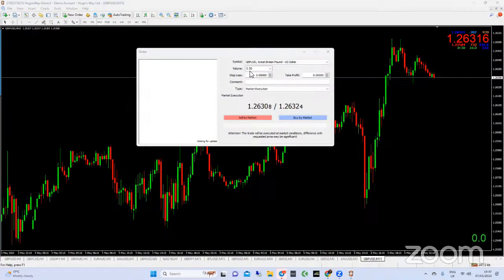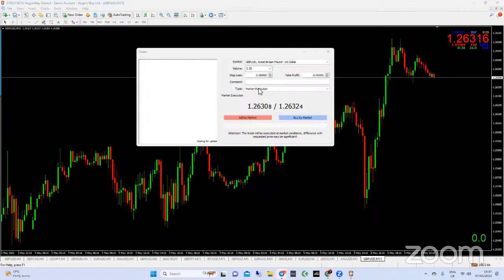It shows 0.50. Now, guys, mathematically speaking, you don't say 0.50. That's wrong. In maths, you don't count the zero at the end. You say 0.5. So that's 0.5 lots. When I opened this, this was what came up by default, because what will usually come up by default is the last lot size you used, or the lot size you used for your last trade.